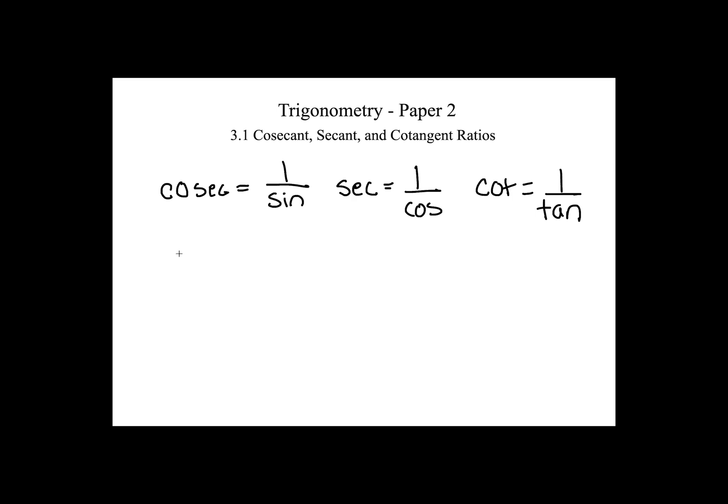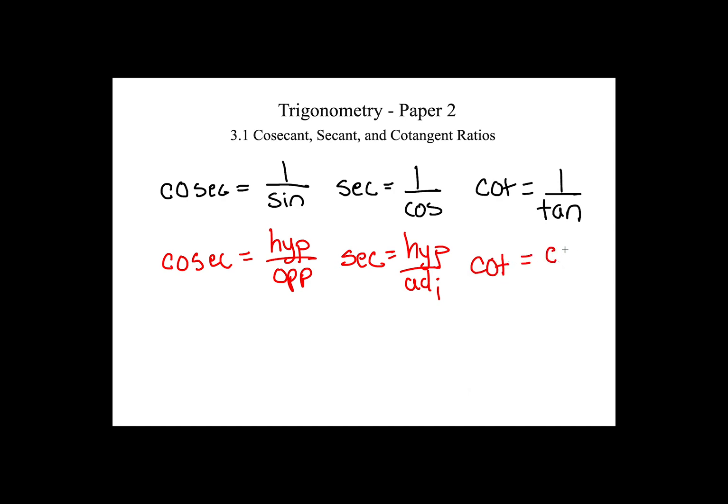Okay, so we know that sine is opposite over hypotenuse. If we flip that, the cosecant is hypotenuse over opposite. Cosine is adjacent over hypotenuse. So secant is hypotenuse over adjacent. Cotangent is 1 over tangent. Well, since tangent is sine over cosine, then cotan is cosine over sine.